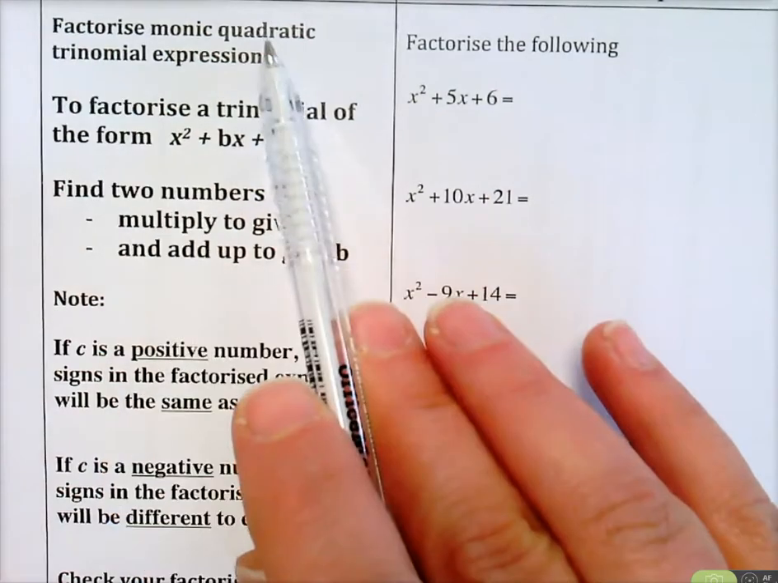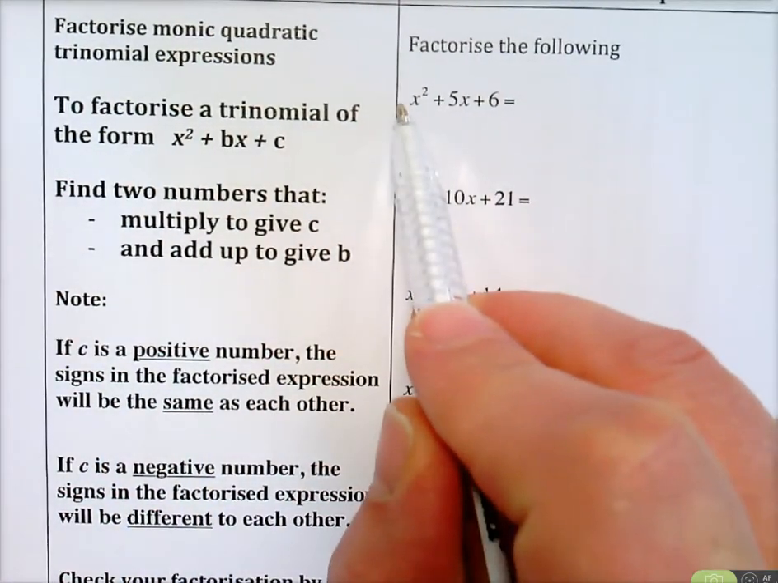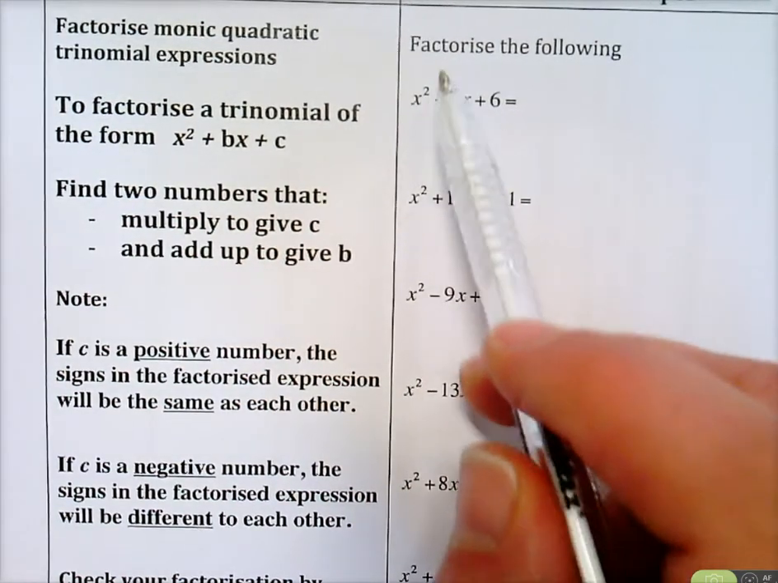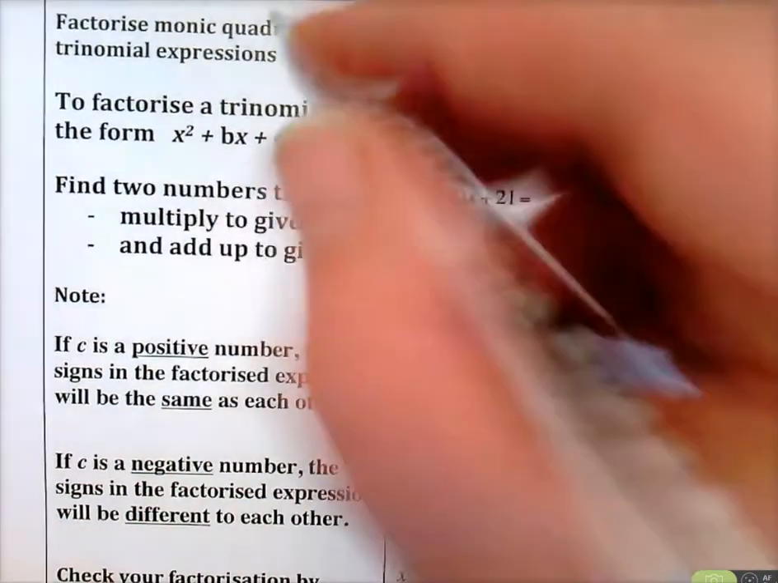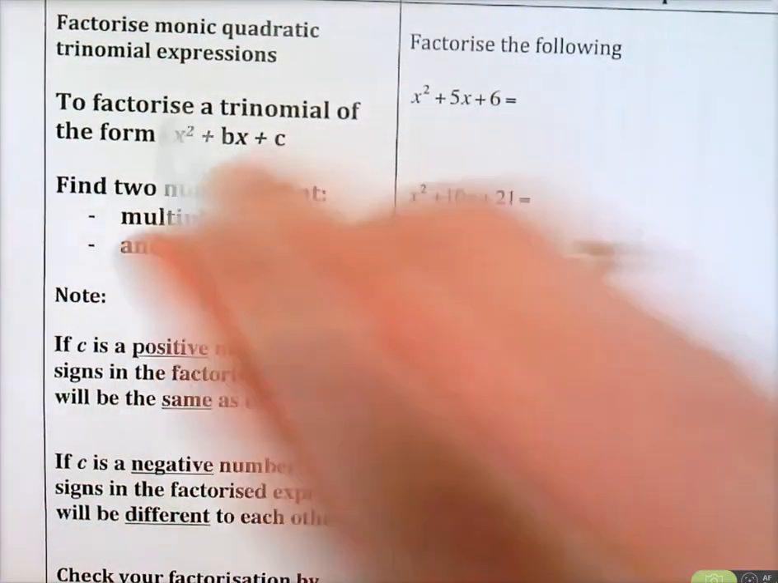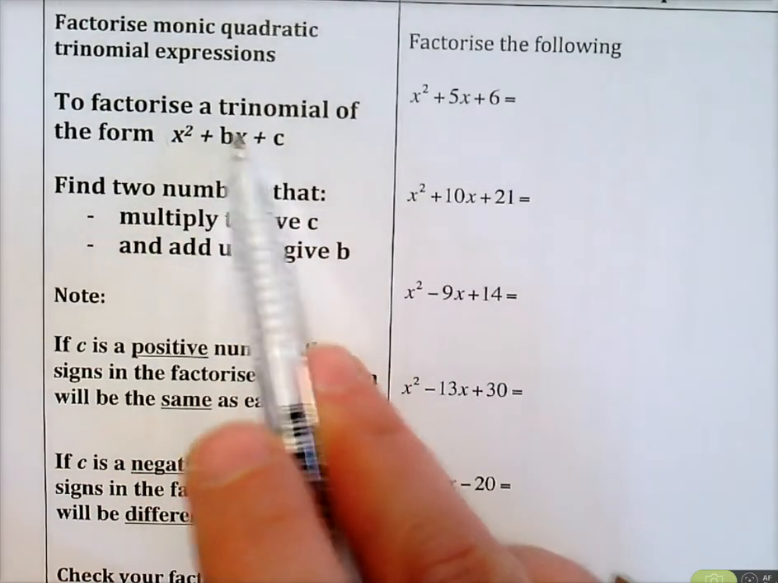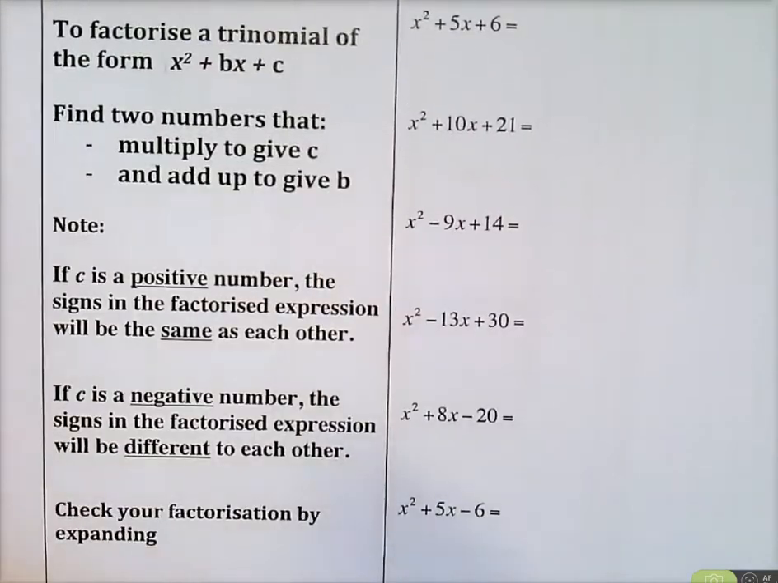So, factorizing monic quadratic trinomial expressions. Monic meaning the number in front of the x squared is 1. Trinomial, 3 terms. Quadratic, x squared. To factorize something of this form, remember that a is 1, we just need 2 numbers that multiply to give the c, and the same 2 numbers have to add up to give b. Note the following. This will help you a lot.